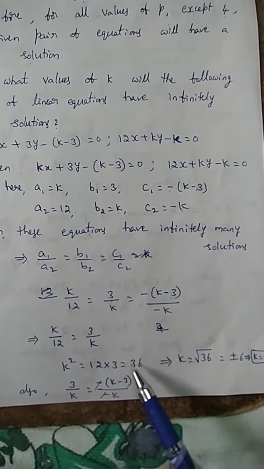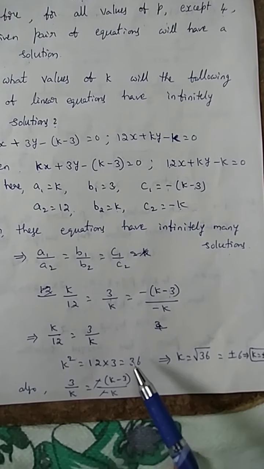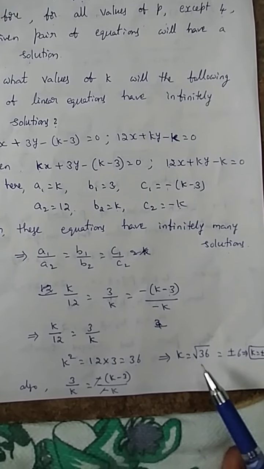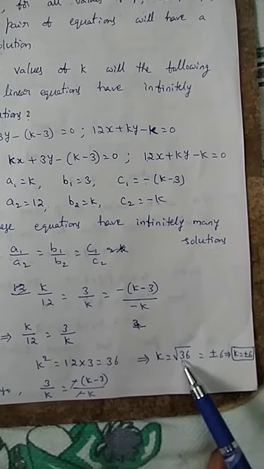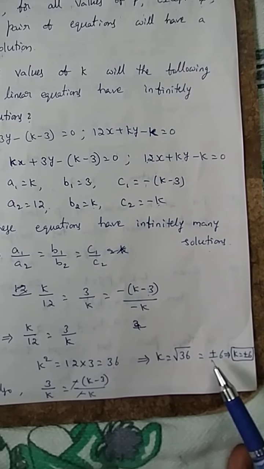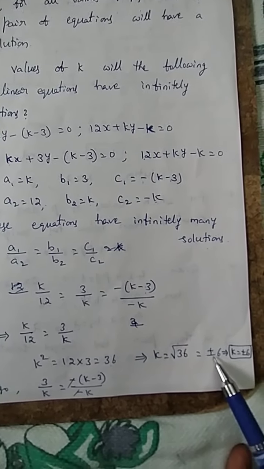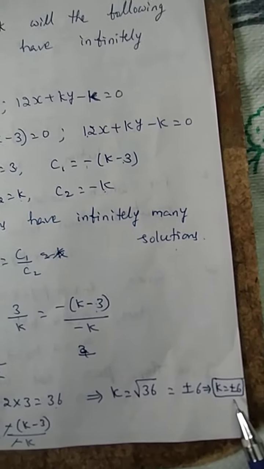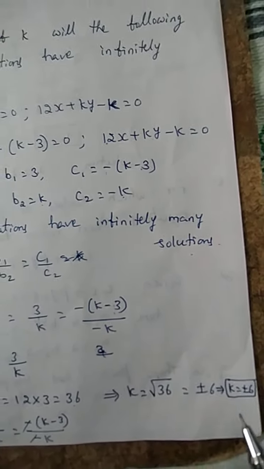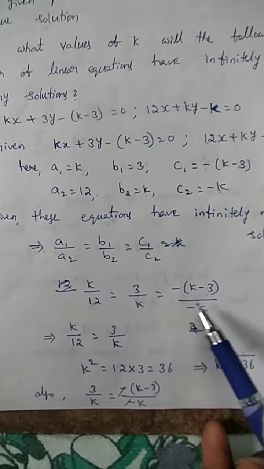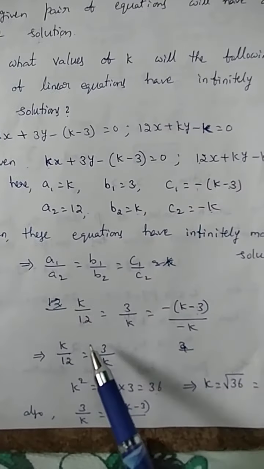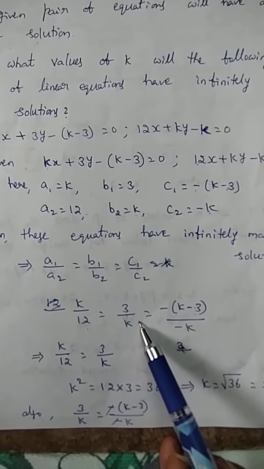If k square is equal to 36, the square is transposed to that side and changes to a root of 36. So k is equal to root of 36. The value of root 36 is plus or minus 6. What's the value of k? That is plus or minus 6. k is equal to plus or minus 6. We got it from the comparison of the first and second ratios.